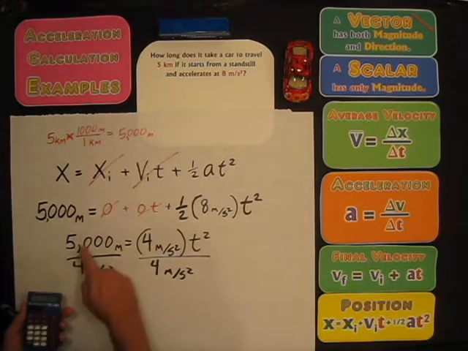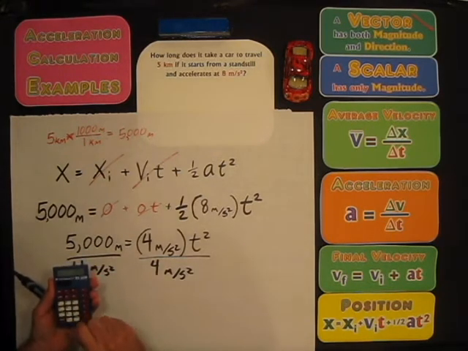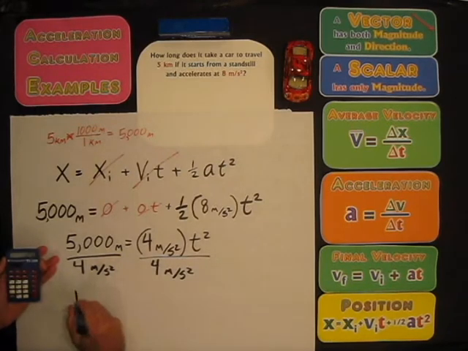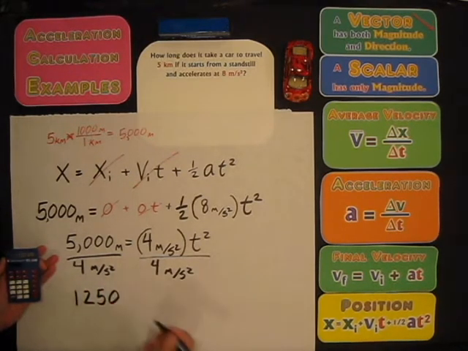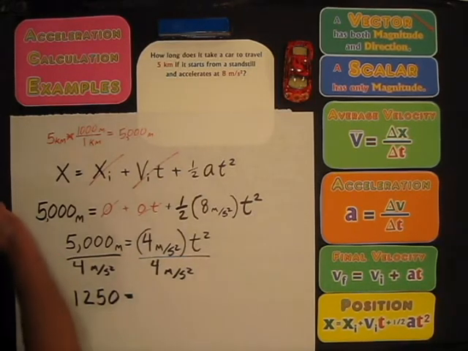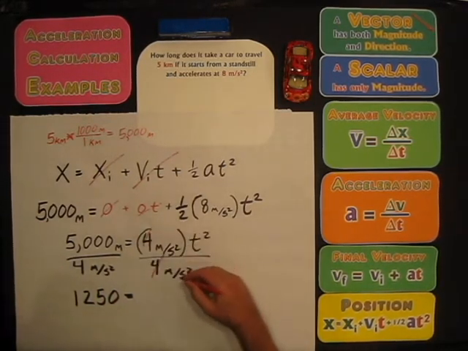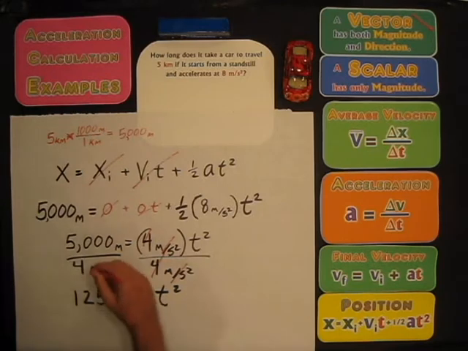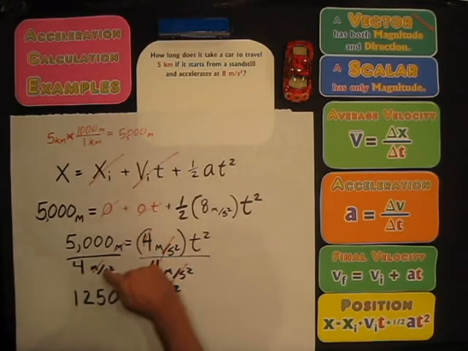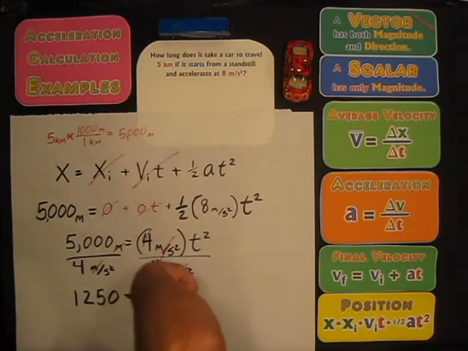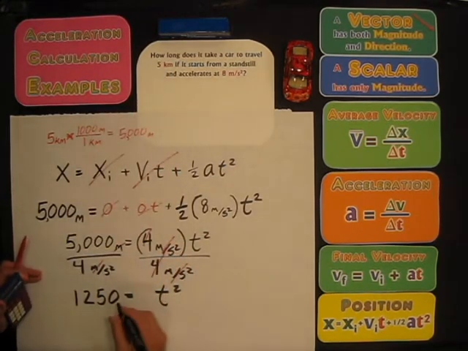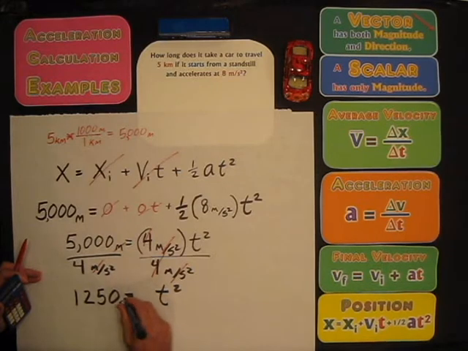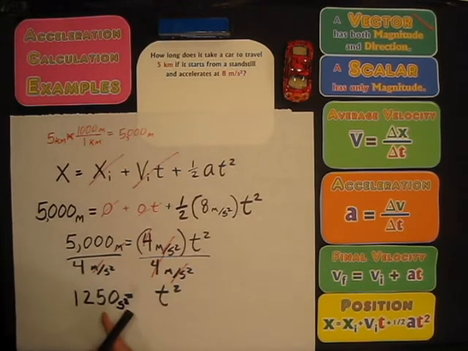Okay, so when we divide 5,000 by 4, what do we get? 1,250, right? And then when we divide over here, what happens? Well, the 4's cancel, the units cancel, and we are left with t squared. Oh, I forgot to see what happens with the units here. Meters divided by meters, they disappear. And then this is the tricky part. When you divide by per second squared, it flips it back over, and you wind up with seconds squared, s², which is good because t squared is going to be seconds squared, isn't it?